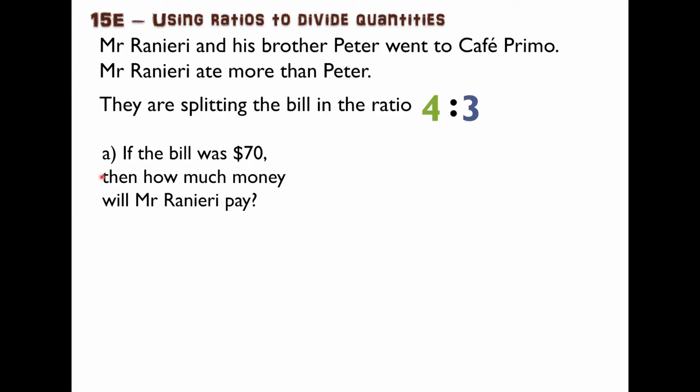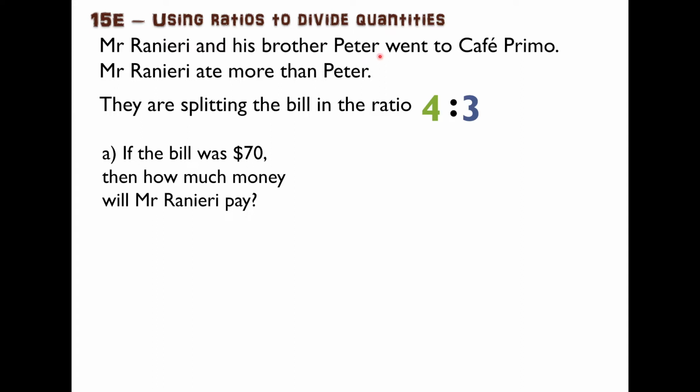Hello, it is Mr. Aneri here, and we're going to learn how to use ratios to divide a quantity. For example, if you've got $70 and you need to divide it between two people in this ratio, we can do that. In this example, Mr. Aneri, that's me, and his brother Peter went to Cafe Primo.